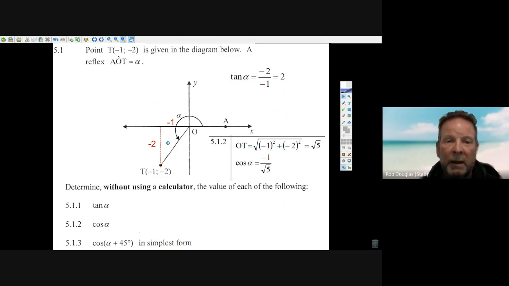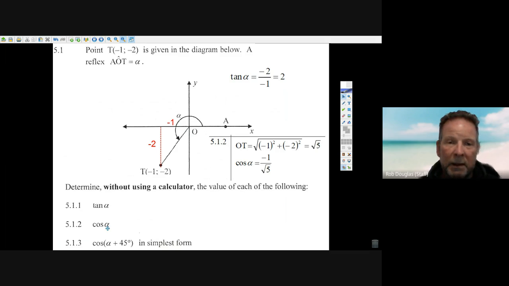Well, tangent, if it's -1 and -2, you went -1 to the left and -2 down. Well, there's your triangle. And tangent is opposite over adjacent. Well, it's -2 over -1. So the tangent of theta is 2, and it's positive. That's good that it's positive because tangent's positive there.